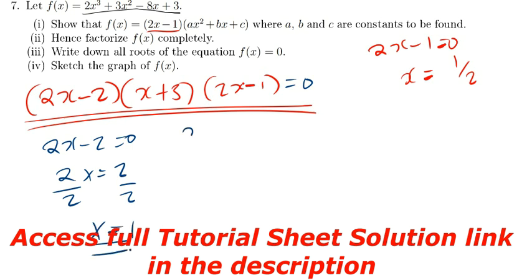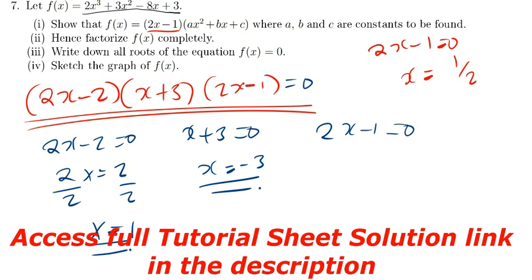Done. x plus 3 is equal to 0, x is equal to -3. The other one, 2x minus 1 is equal to 0. 2x is equal to 1, divided by 2, x is equal to 1/2. So these are the roots of the equation. So I found the values.